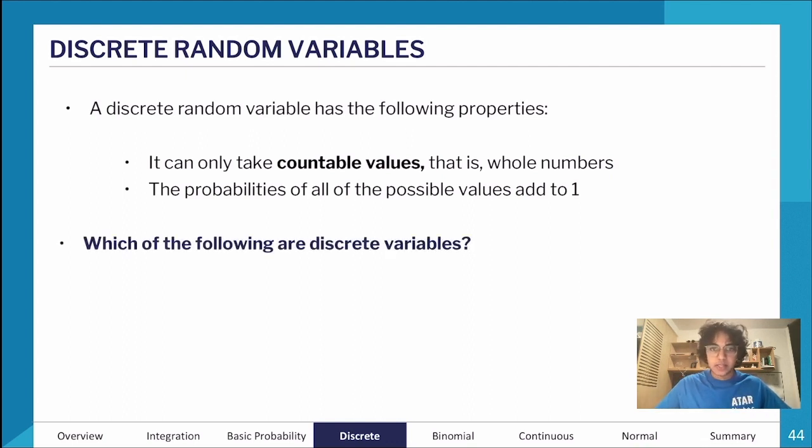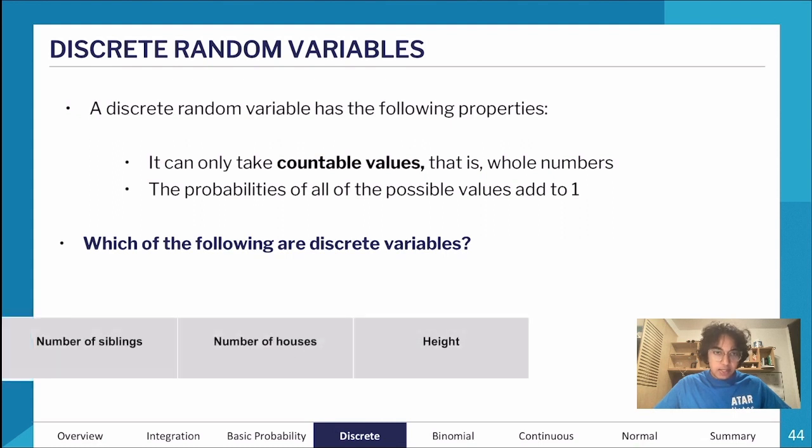So I'll give you guys a couple of seconds to have a read of this and maybe choose which of these could be a discrete variable. So hopefully you guys have typed your answer into chat, and I'm going to talk through each one, right? The number of siblings, obviously, that is a whole number. You can't have 1.5 siblings, right? Same with houses. You can't have 1.5 houses.